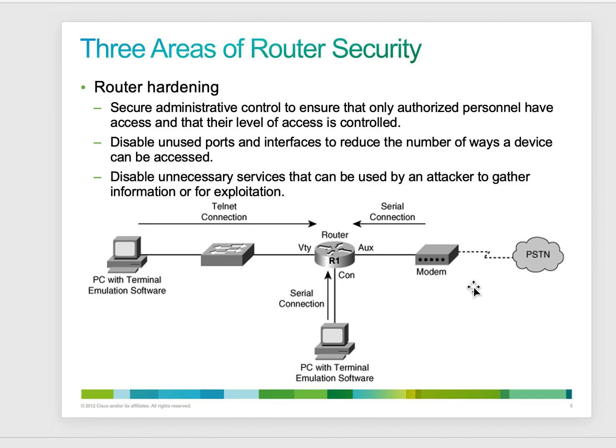The third area, we said there are 3 areas of router security. We mentioned the first one, physical security, then the operating system. The third one is router hardening. How do you do that? You secure the administrative control to ensure that only authorized persons will have privileged access to the network, and that their level of access is controlled.